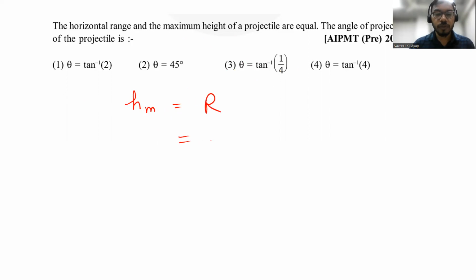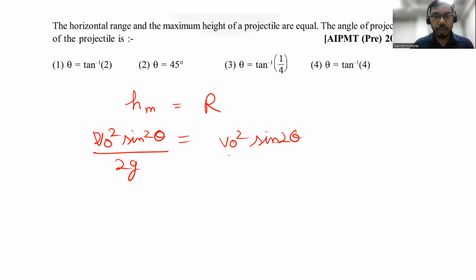So we just need to write the formula. What was the formula for maximum height? We got v naught square sine square theta by 2g. While range was, we just used that, v naught square sine 2 theta upon g. So we have to find the relation for theta somehow. What can we do? We can simplify. V naught square on both sides gets cancelled. G and g get cancelled. What do we get? We get sine square theta by 2 is equal to sine 2 theta.